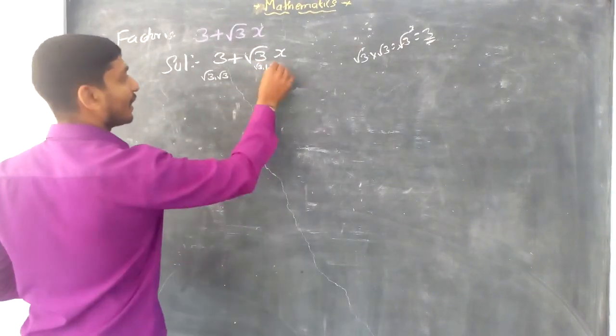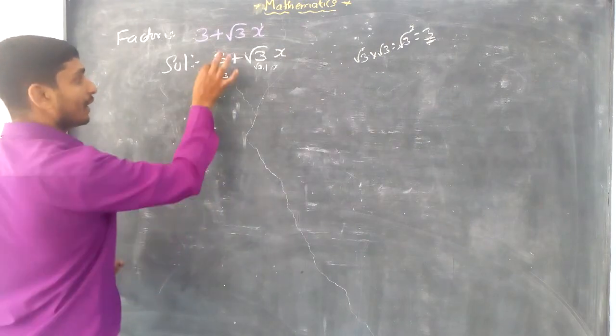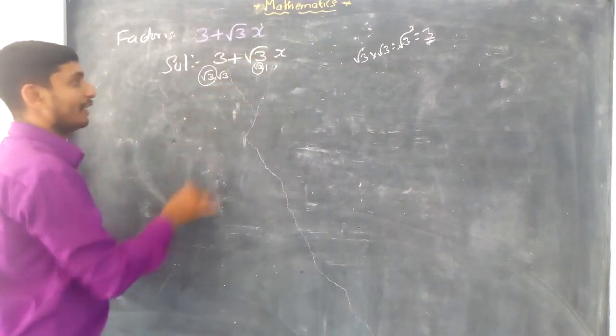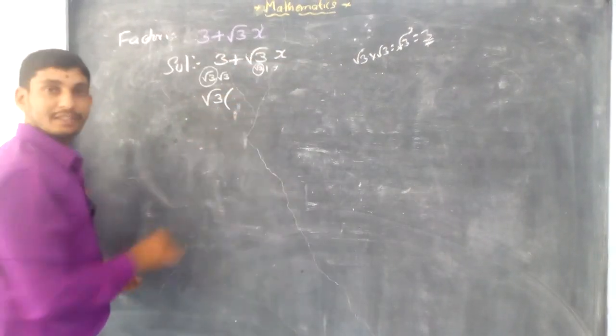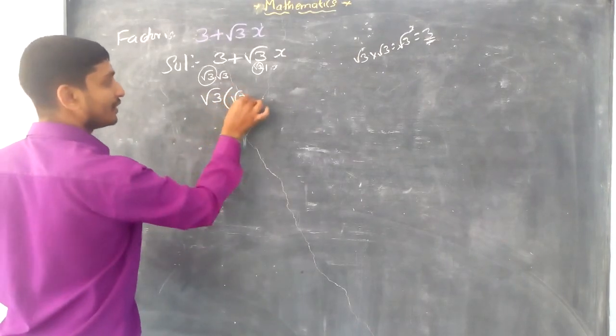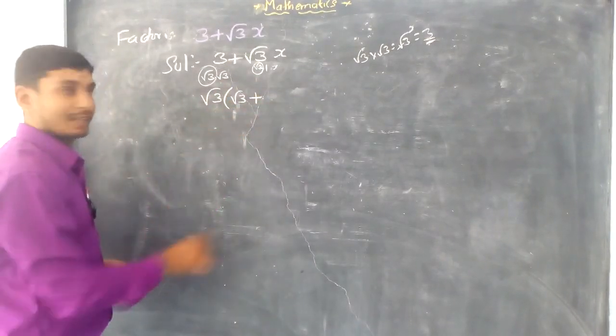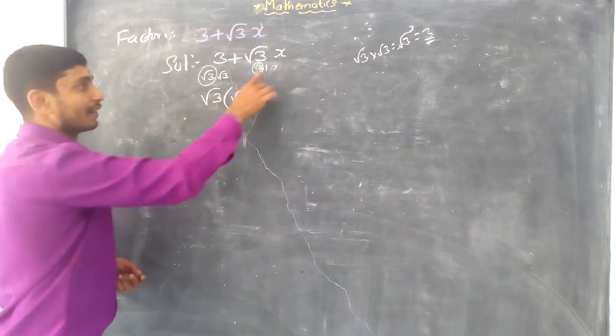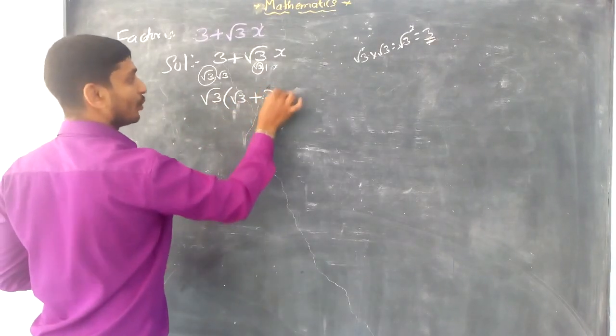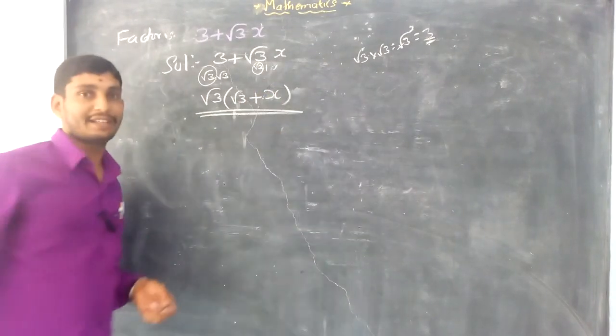And x we can write as 1 into x. So here there is root 3, and here there is also root 3. Now to take root 3 common, what remains? Root 3 remains here. Plus is there, right? Plus, root 3 we have taken outside. So what remains? 1 into x remains. What is 1 into x? It is x.